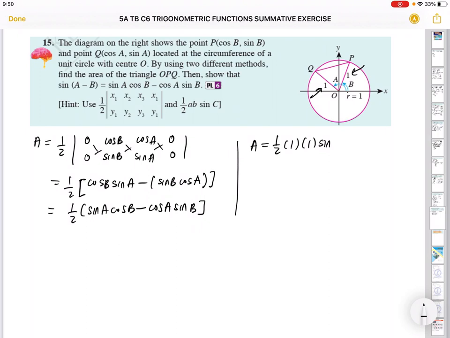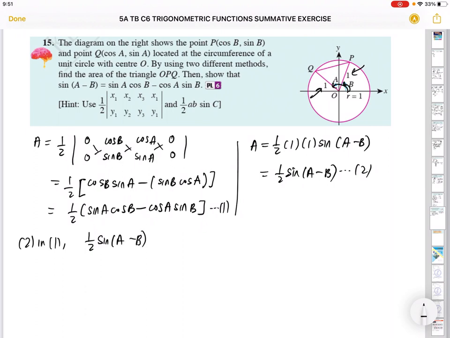We sub 2 in 1. We say half sine A minus B is now half sine A cos B minus cos A sine B. Cancel all the half. Sine A minus B is sine A cos B minus cos A sine B.